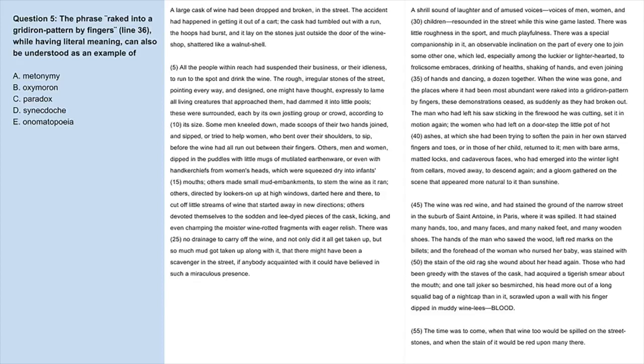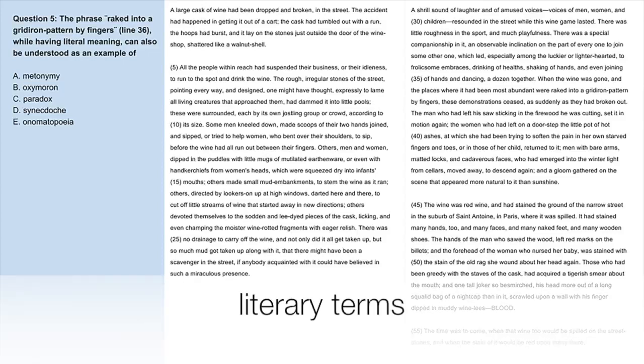Question 5. The phrase "raked into a gridiron pattern by fingers" in line 36, while having literal meaning, can also be understood as an example of what? And here we have a list of literary terms. Metonymy, oxymoron, paradox, synecdoche, and onomatopoeia. The best case scenario here is that you'll know what all of these literary terms mean. If not, you'll have to guess, and that's the worst case scenario.